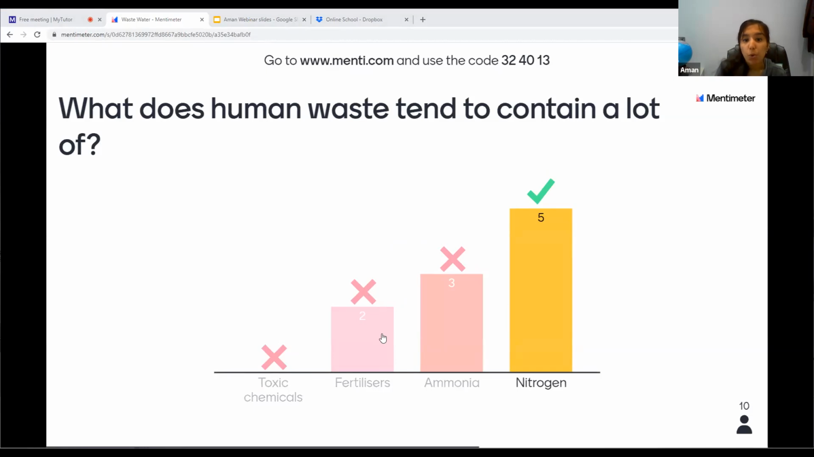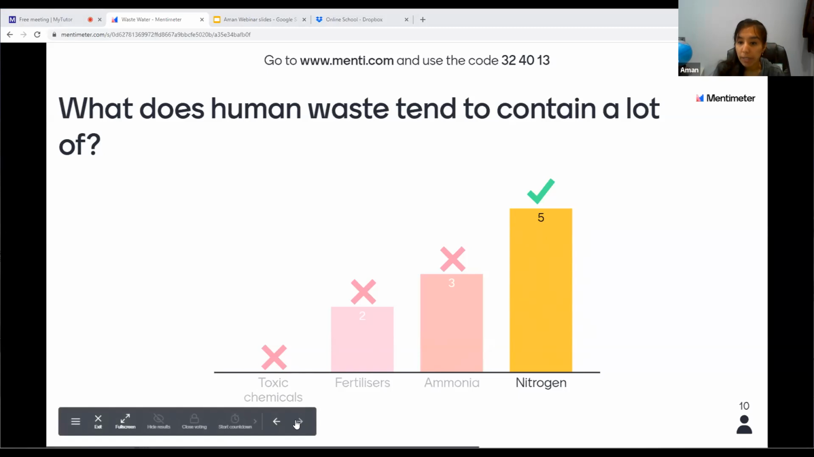Industrial waste, so from all the big plants, and by plants I don't mean plants that grow in your garden, I mean plants as industrial sites. So where all the big machinery lies, that we call a plant. So toxic chemicals are released from those. Fertilizers and ammonia will tend to come from agricultural waste. So agricultural means farming waste, actually where we grow plants and things like that, that would be agricultural waste. Human waste tends to contain a lot of nitrogen, so we tend to excrete a lot of nitrogen. So that's one of the main compounds of sewage from human waste.